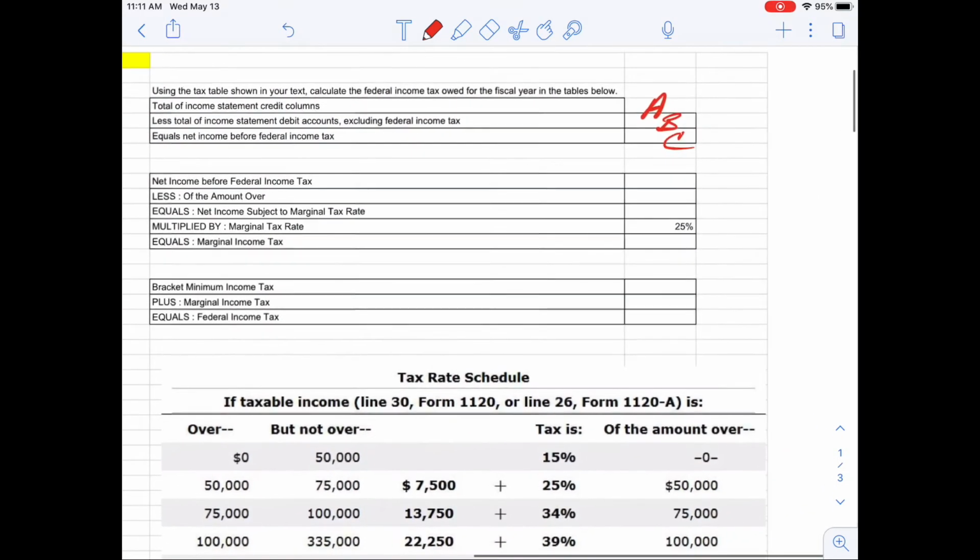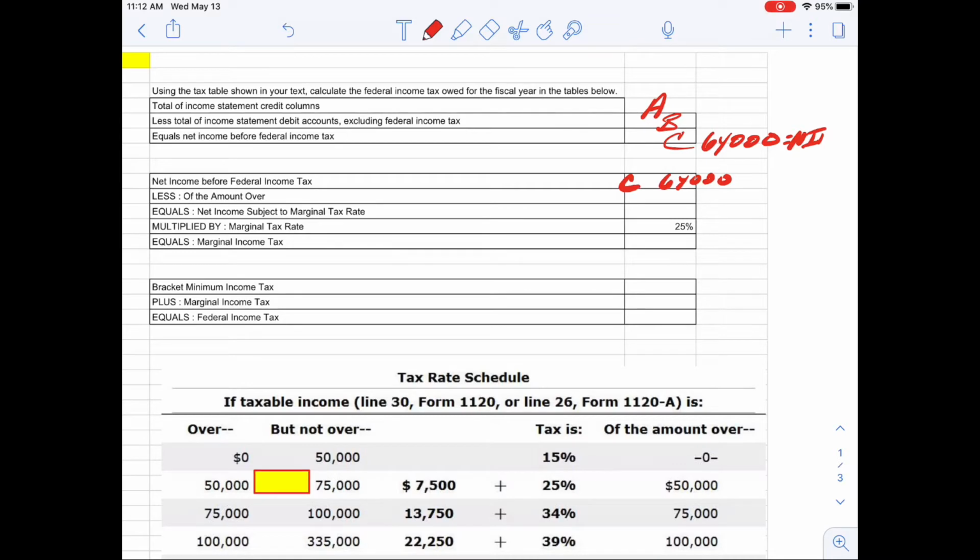Now, for all intents and purposes, I am going to use $64,000 as an arbitrary number for this example. So now, let's figure out our federal income tax. We know that this $64,000 is our net income before income taxes. So net income before federal income tax is C, but I'm going to use $64,000. Well, if you think about where $64,000 sits, it sits right there between 50 and 75.